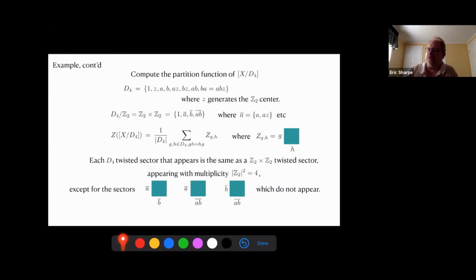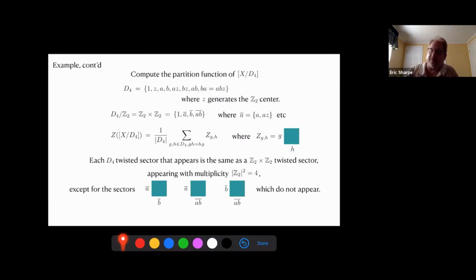Now, so far I've told you that each D4 twisted sector that appears is the same as a Z2 cross Z2 twisted sector appearing with multiplicity 4. There are basically 4 different classes of Z2 bundles I can multiply in, except for these 3 sectors which don't appear. The reason they don't appear is that they do not correspond to commuting pairs of group elements inside D4.